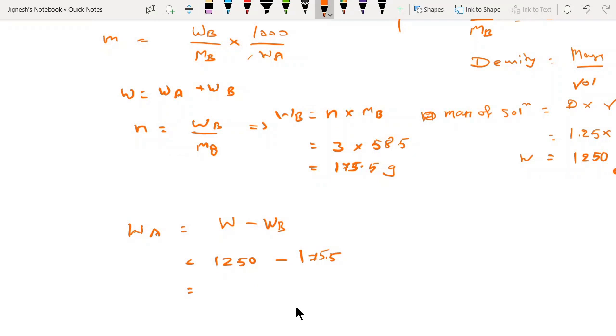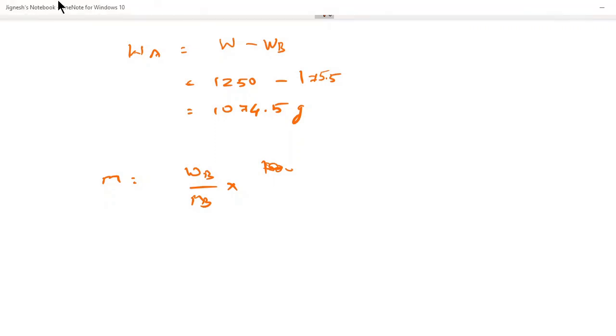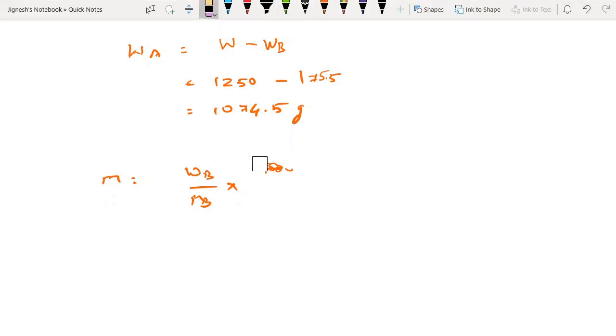Let's subtract this one. 1250 minus 175.5. You can use a simple calculator. It is allowed in our board. So your answer will be 1074.5 gram. Now let's calculate the molarity. Using this formula, molarity is equal to WB upon MB into 1000 upon WA. So what is WB?